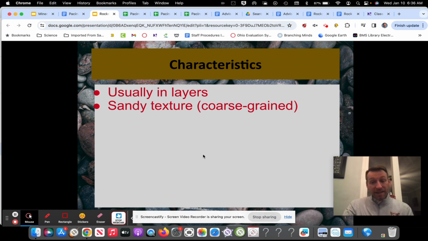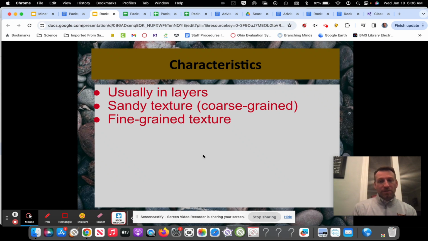But on the same hand, you might have a sedimentary rock that forms with tiny sediments. And because of that, that sedimentary rock might end up having a fine grained texture. And so it's going to be a lot smoother. So some sedimentary rocks can be rough, some can be smooth. So that doesn't necessarily help us with identification of sedimentary rocks, right? Because they basically could have any texture. It all depends on the sediment size.